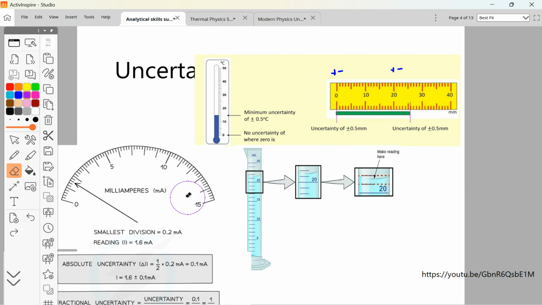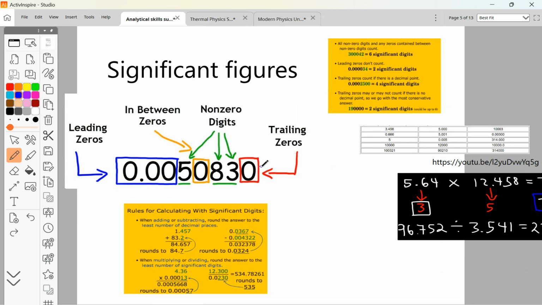I just threw this in here to remind you that if you are doing volumes, you must make sure that you read at the bottom of the meniscus, or if it's something like mercury and it's curving up like that, it would be at the top of the meniscus. But you need to account for the meniscus. So this could be an error, which we are going to get to just now.